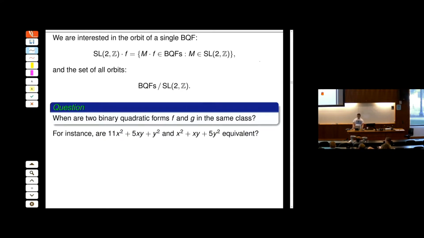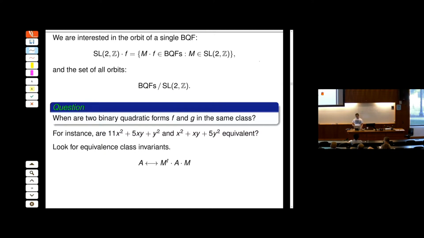So in particular, when there are two binary quadratic forms in the same class, that's going to be our families of binary quadratic forms, where I want to organize my binary quadratic forms by whether they are equivalent under SL2Z. Because if so, they represent, for instance, the same primes. Okay. So, for instance, if you have two forms, 11x squared plus 5xy plus y squared, and x squared plus xy plus 5y squared, are those equivalent?